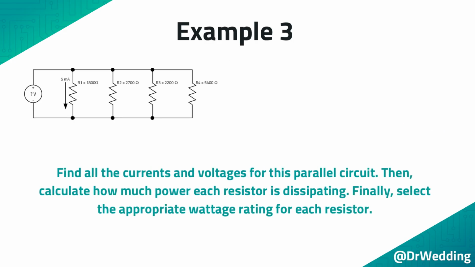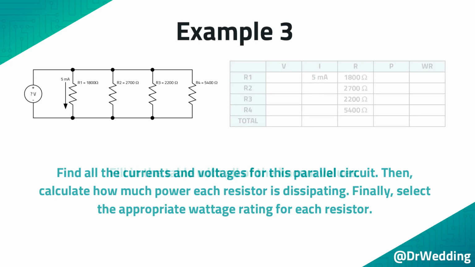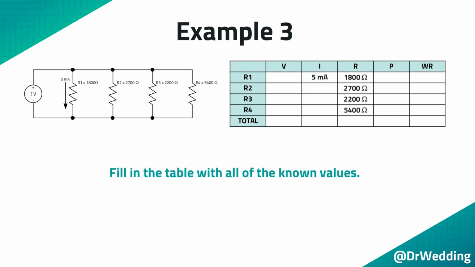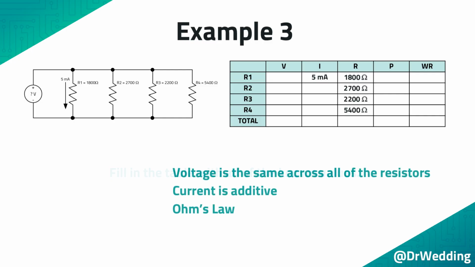Here is example 3. Find all the currents and voltages for this parallel circuit. Then, calculate how much power each resistor is dissipating. Finally, select the appropriate wattage rating for each resistor. Start by creating a table and fill in the known values. Even though the circuit has different initial conditions, it is still solved the same way. You just need to repeat the 3 rules until you fill in the table. You will just use the rules in a different order.